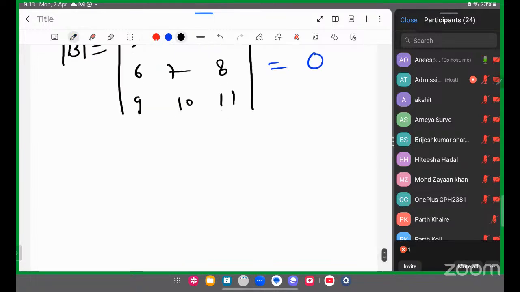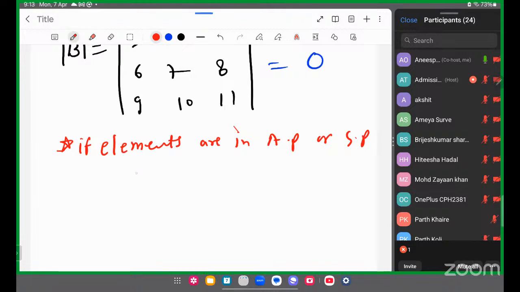So you can write it as, if elements are in AP or GP, determinant will be 0. Understood or any doubt?